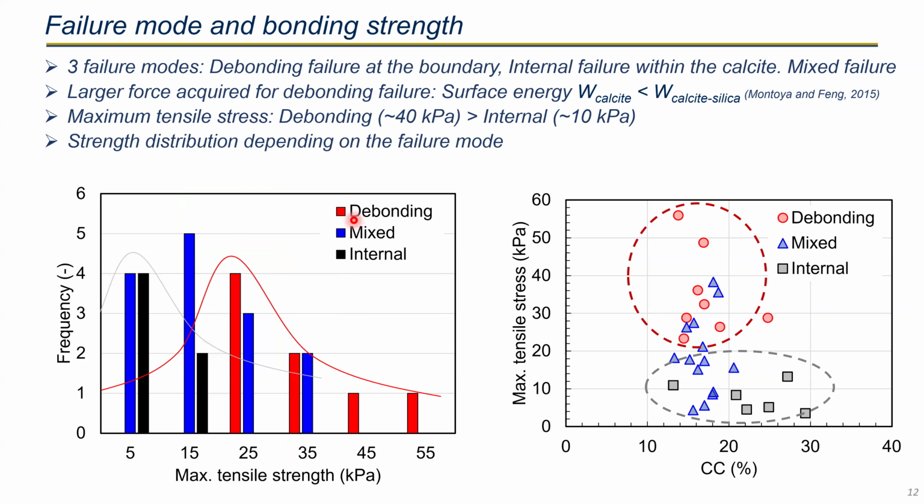This is the strength distribution curve. The strength due to the debonding failure, which is the red one, is located at the right side with the higher mean tensile strength, and the strength from the internal failure is located at the left side with a lower average tensile strength.